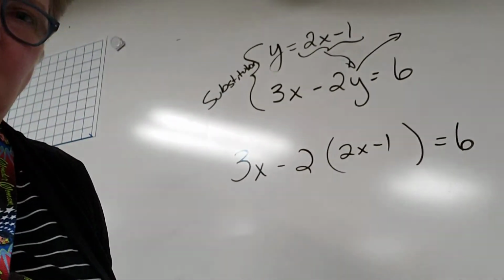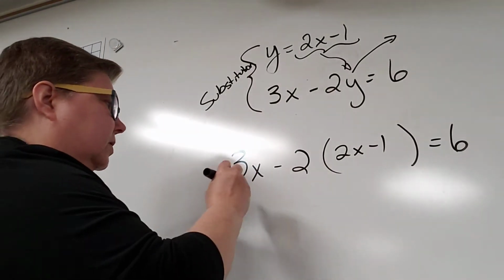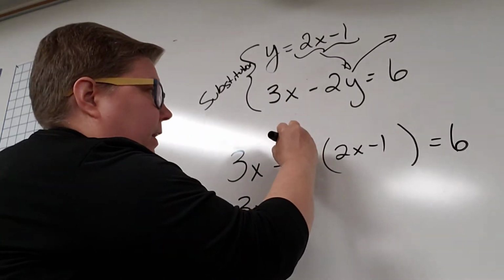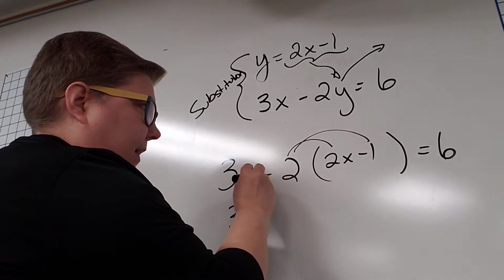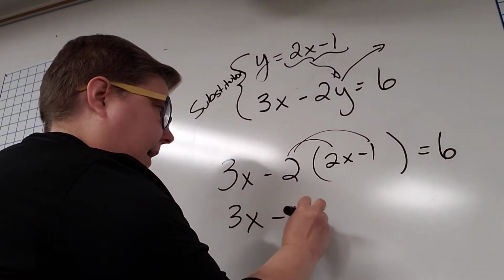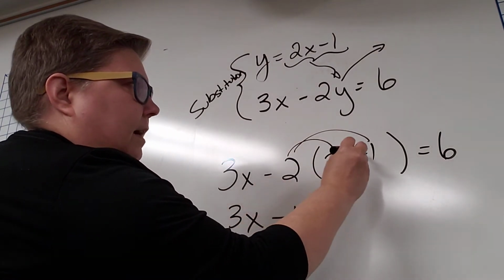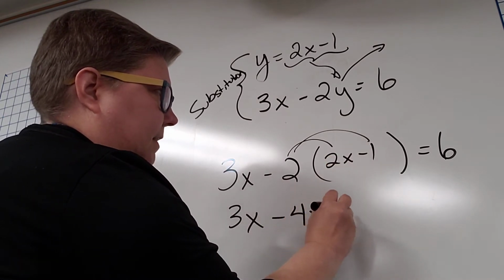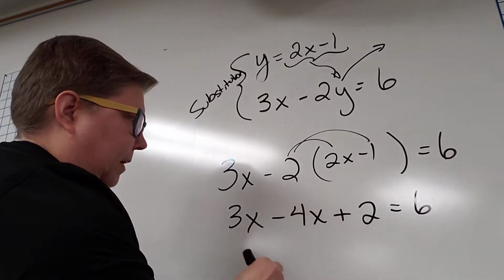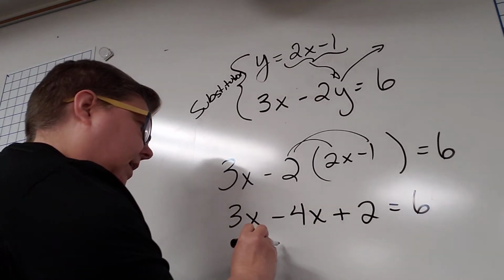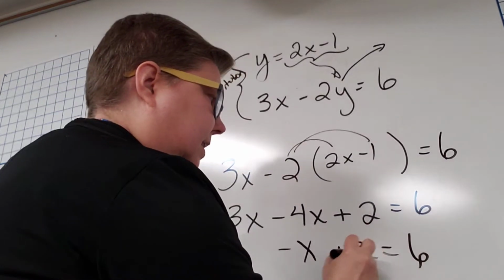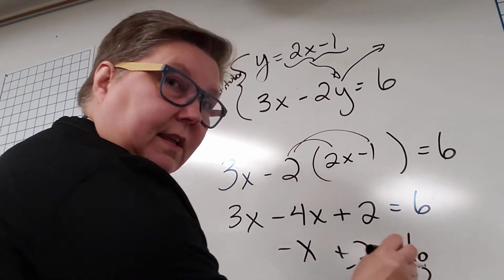Okay, and then I'm going to solve. So I have 3x. This is a minus 2, so we distribute that through. Negative 2 times 2 is negative 4x. And negative 2 times a negative 1 is a positive 2, equals 6. Then I combine like terms. 3x minus 4x is negative x, plus 2 equals 6. I subtract 2, moving that over.